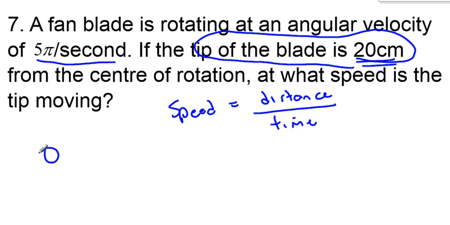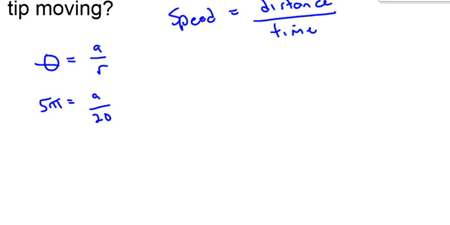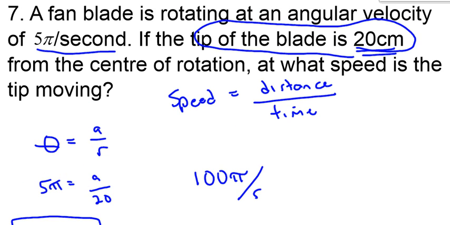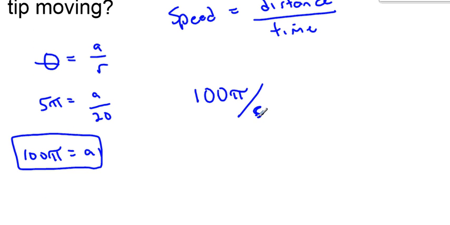Arc length is the length around the circle, or distance around the circle. So we're going to use this formula to calculate arc length. We know the angle in 1 second is 5 pi, and we know the radius of the circle is 20 centimeters. So the arc length is 100 pi. That means in every second, the tip of that blade travels 100 pi centimeters. So it's 100 pi centimeters per second as a distance.